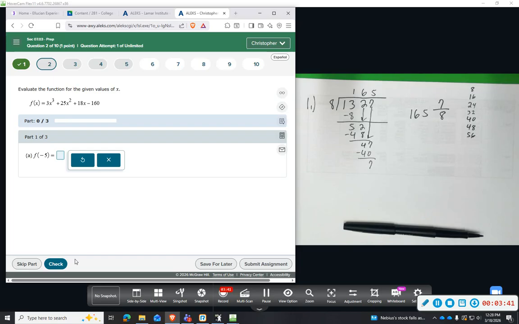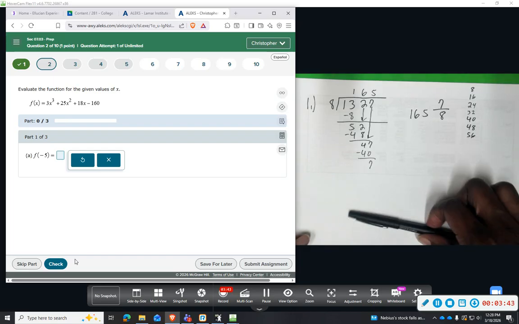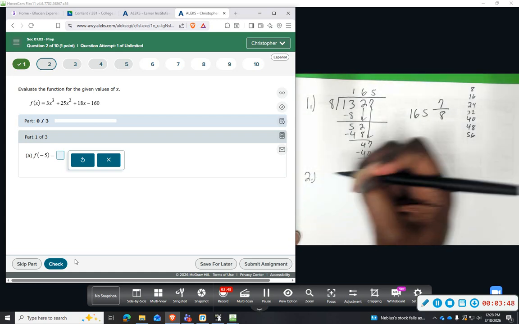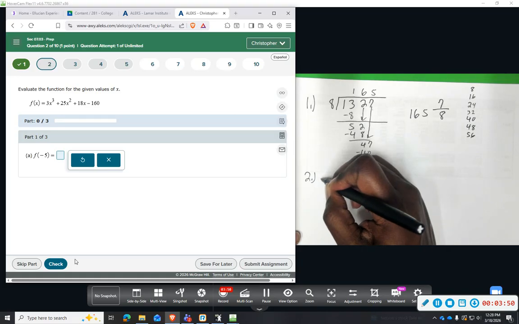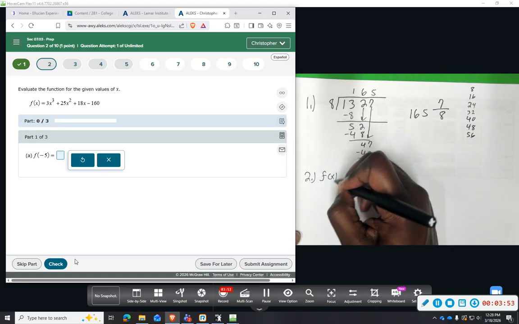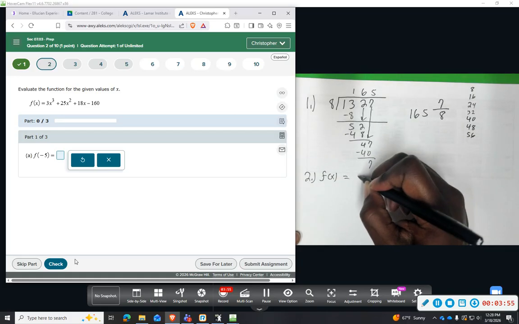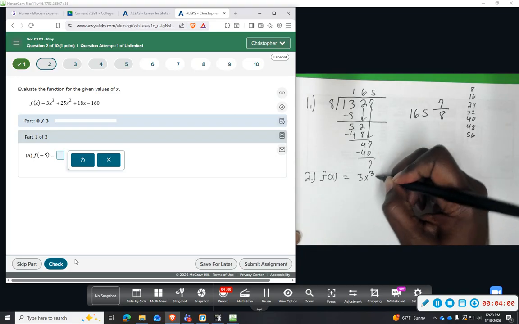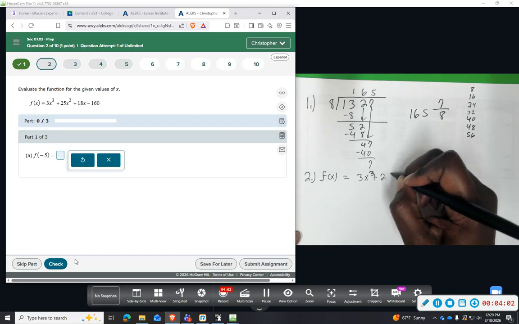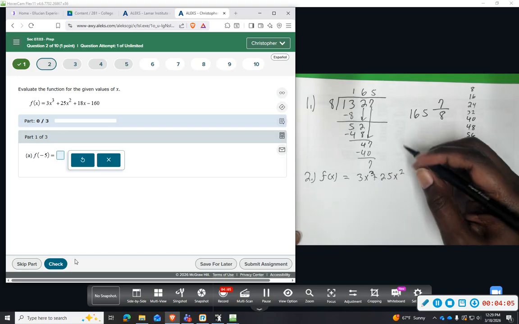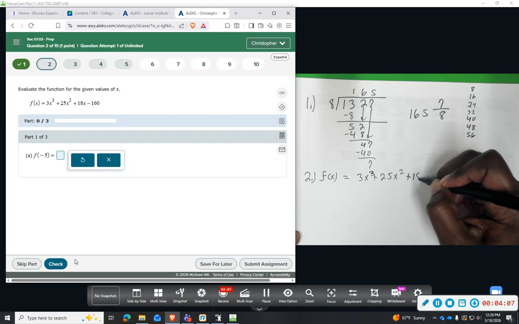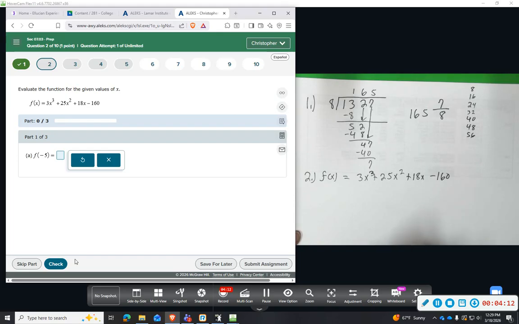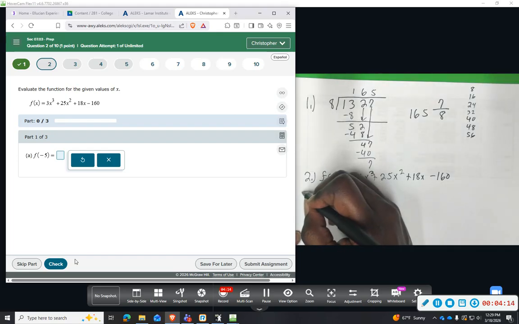Number 2, we're going to evaluate this function for the given values. This is where I've been building up to show you synthetic division, and we've been doing that when we have to evaluate functions, and we're going to continue to do that here. 3x to the third plus 25x squared plus 18x minus 160. We're going to plug in a -5.